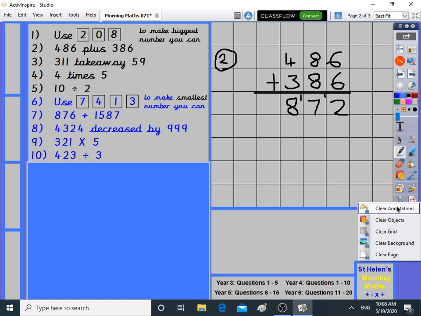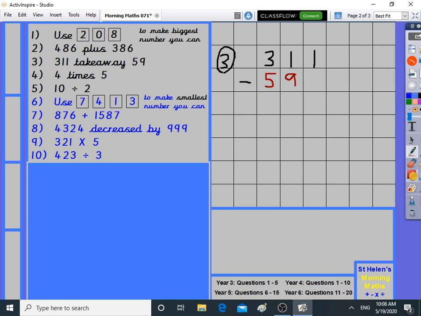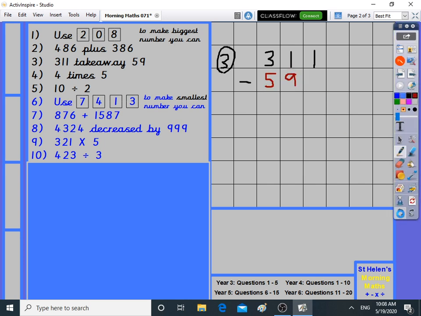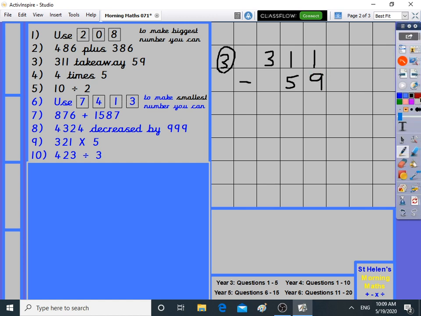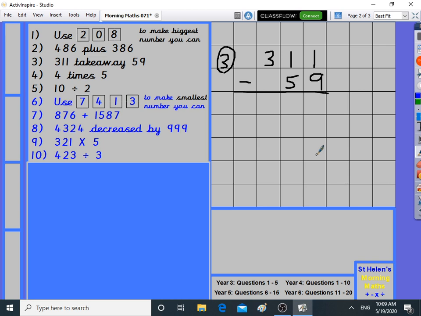Let's go on to question 3. Question 3. 311 take away 59. By the way, don't do this. That's lining up wrong, isn't it? Always keep an eye on your lining up. You need to line it up like this. That's correct. It lines up down the right side. So it's a minus. Let's make sure I do a minus. Sometimes I do the wrong sign if I'm not careful.